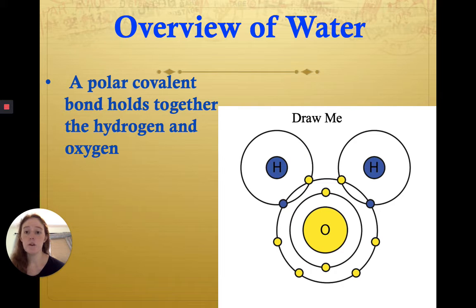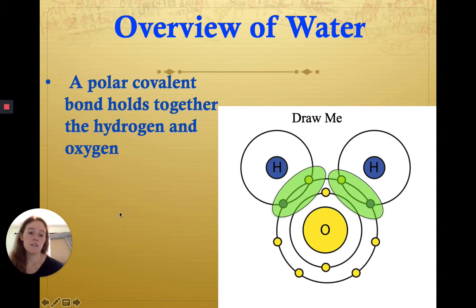Little overview of water here. A polar covalent bond is going to hold the hydrogen and oxygen together. Now, you don't have to draw this. If we were doing our notes, you would, but since you're just typing, only worry about this bullet point here in blue. So there are our polar covalent bonds. They're right between the hydrogen and the oxygen. There are 2 of them.